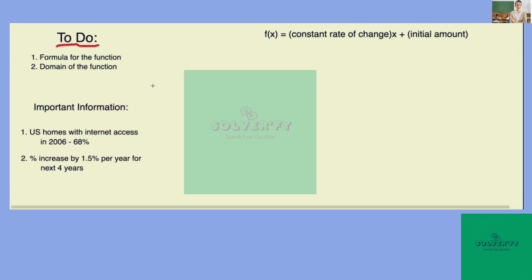Now, the first thing I like to do when I'm given a situation is pick out the most important information. You can underline this or just write it off to the side, whichever is easiest for you. The first thing I found was that US homes with internet access in 2006 was 68%. And the second important thing was that the percent increases by, on average, 1.5% per year for the next 4 years.